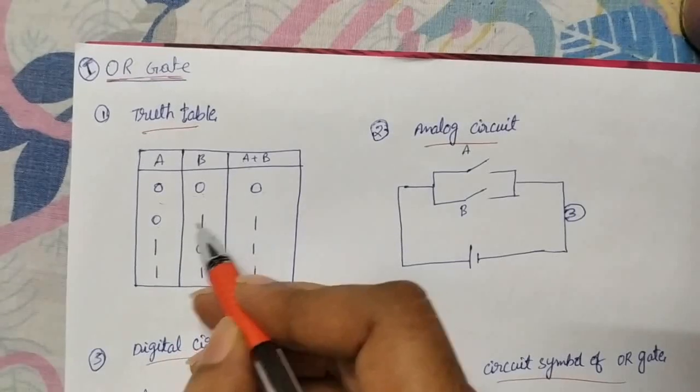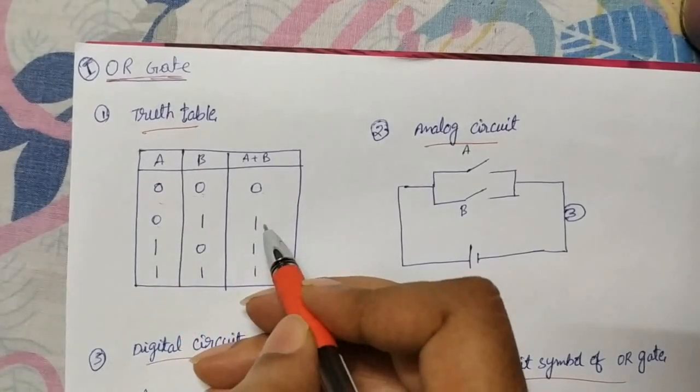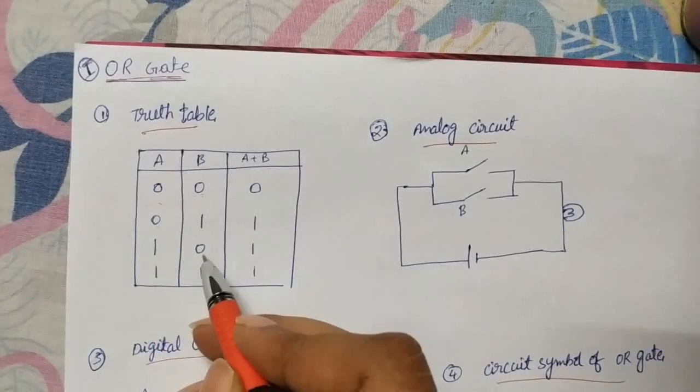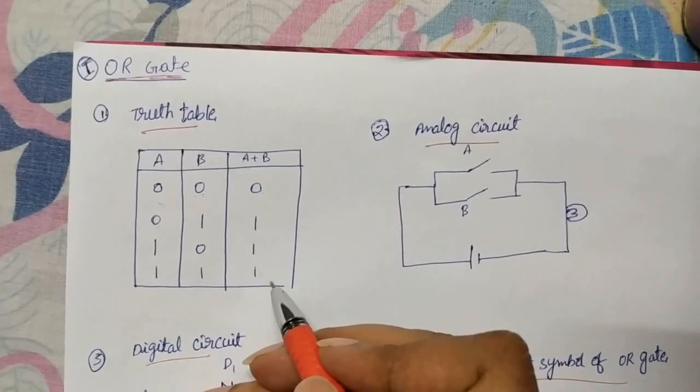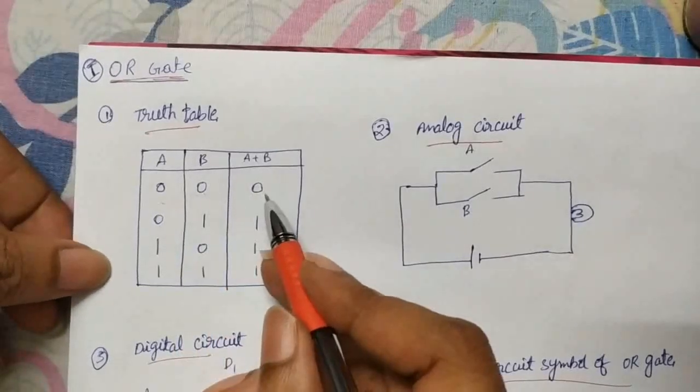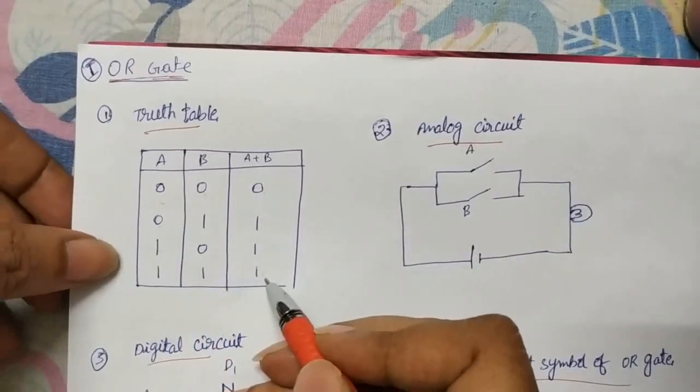And if one is qualified and the other is not qualified, then also he can join. First one qualified, second one not qualified, he can join. Both qualified, also he can join. So only 0 0 gives you 0, and in all remaining cases you get 1.